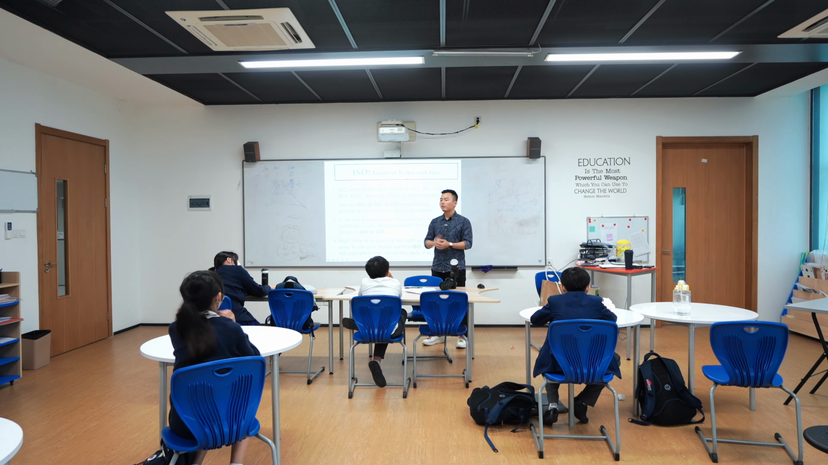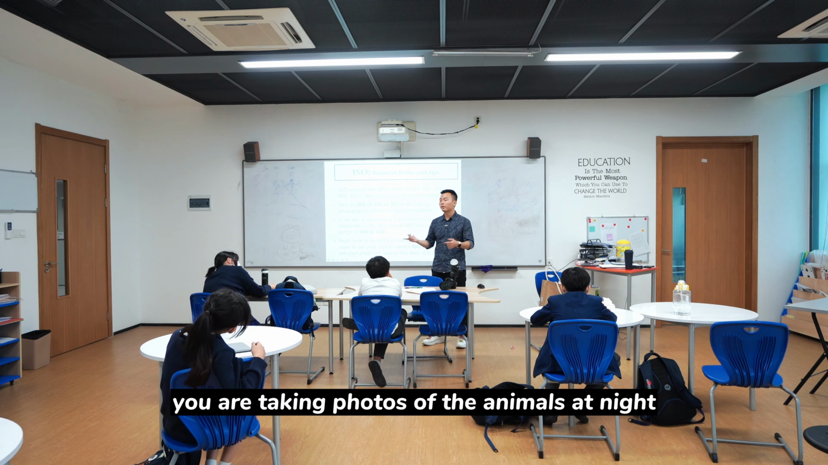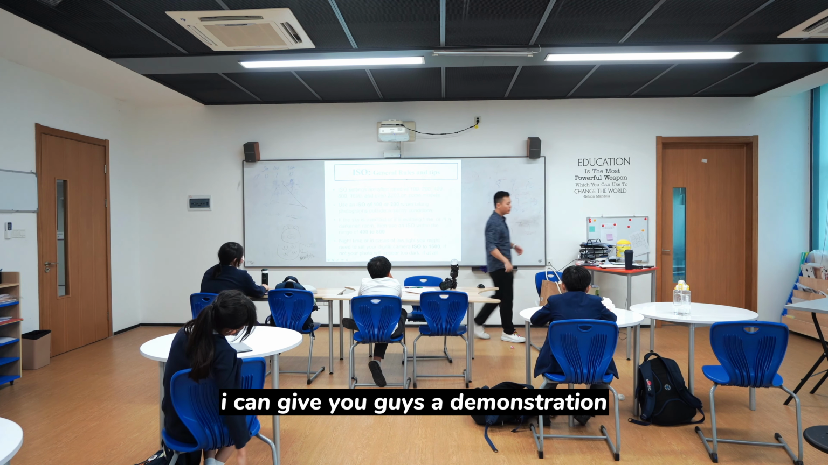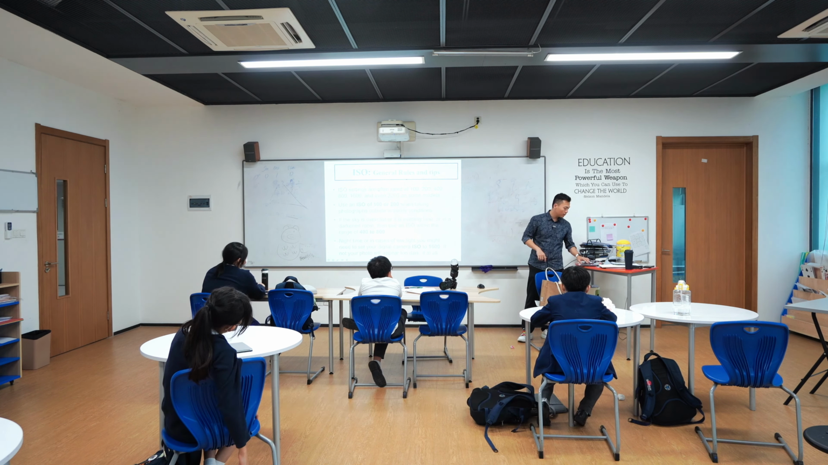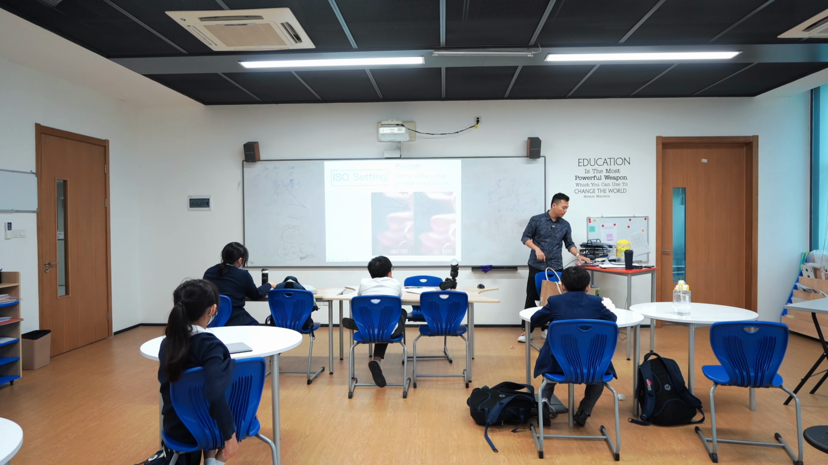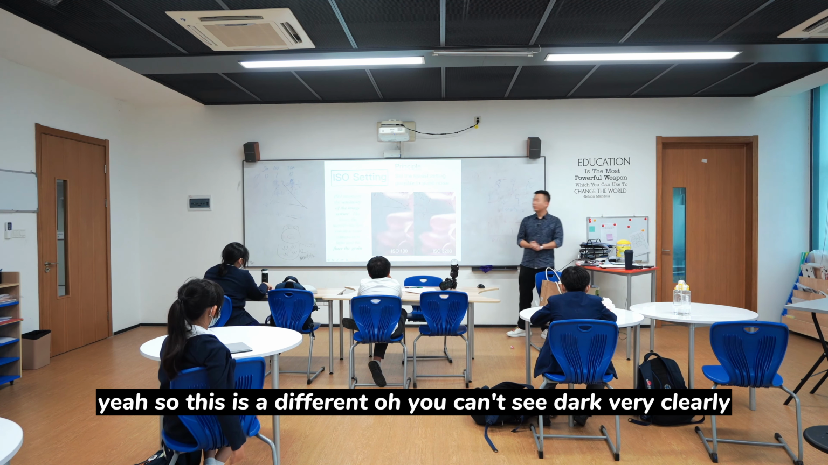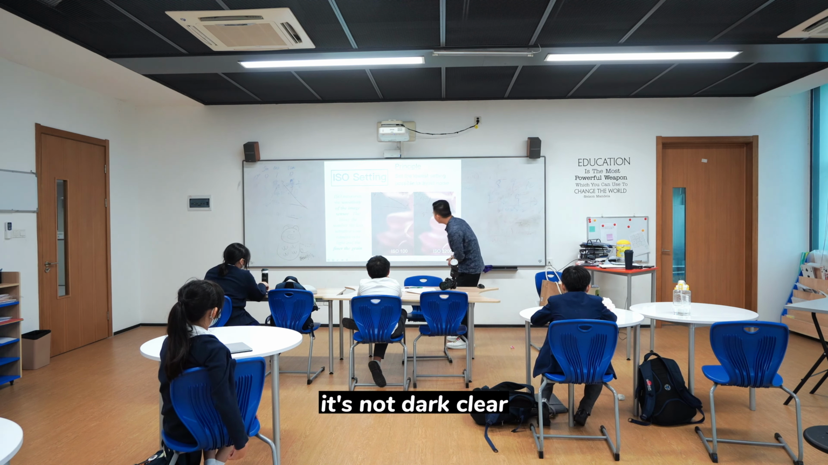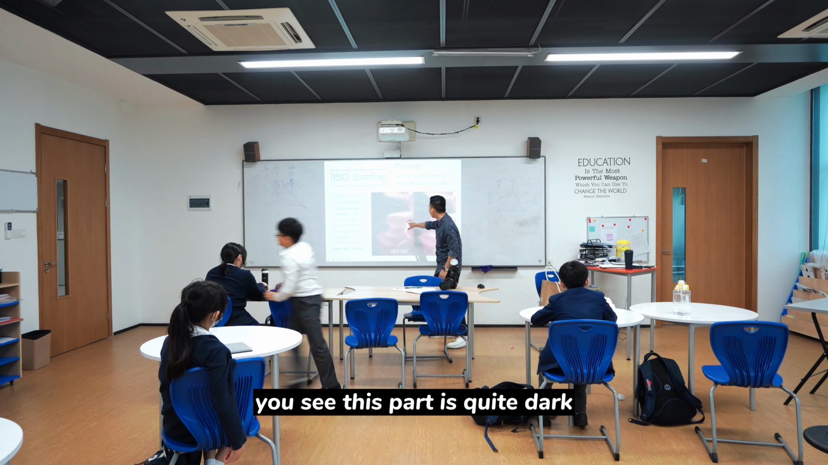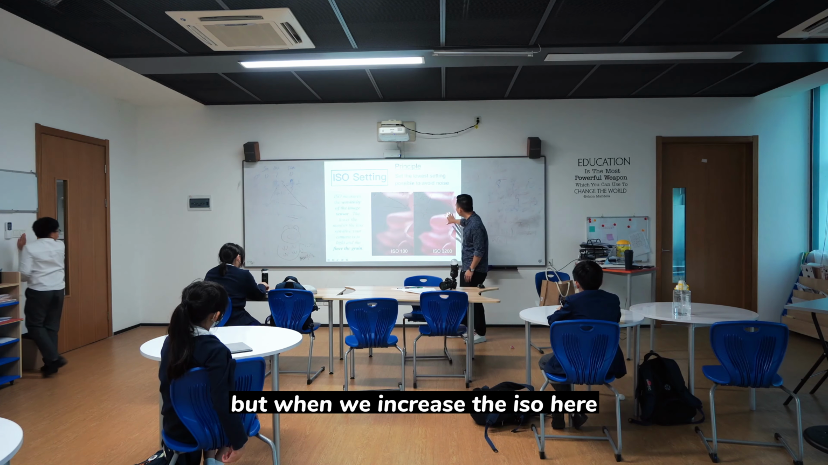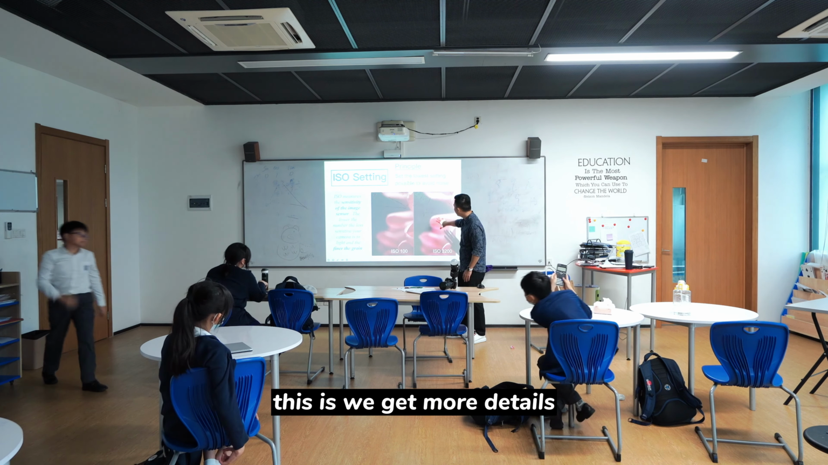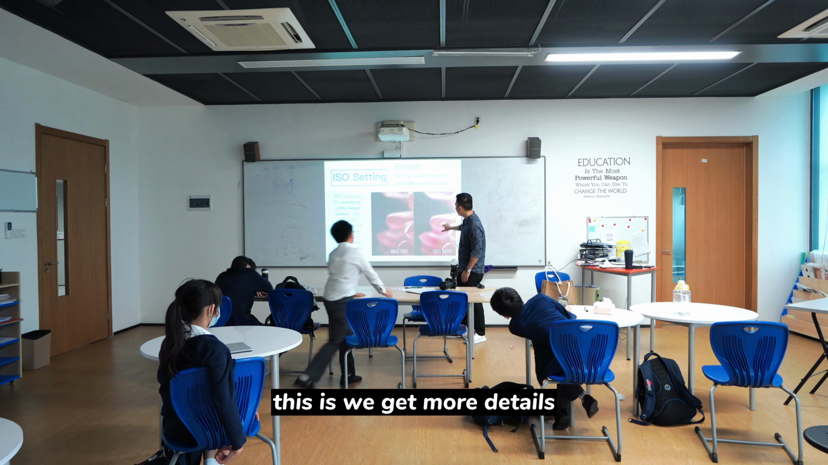But in some cases, you can't use flash. For example, you are taking photos of animals at night. That's why you need to increase your ISO here. I can give you guys a demonstration. Yeah. So this is the difference. Oh, you can't see that very clearly. It's not that clear. You see, this part is quite dark, but when we increase the ISO, then we get more details.